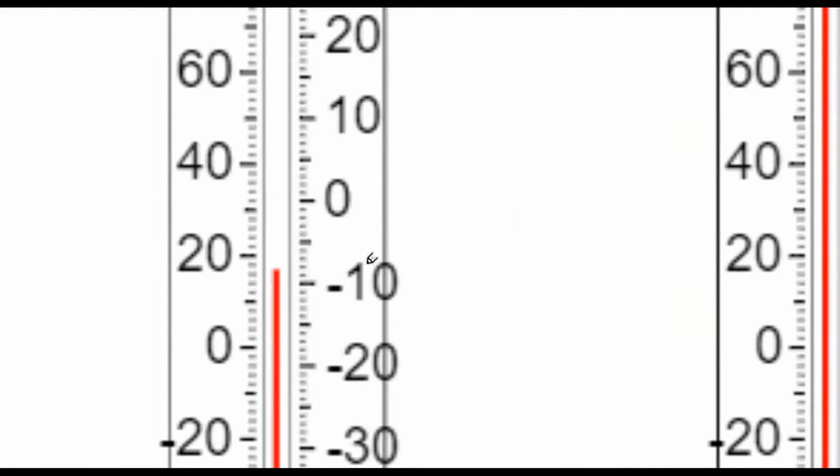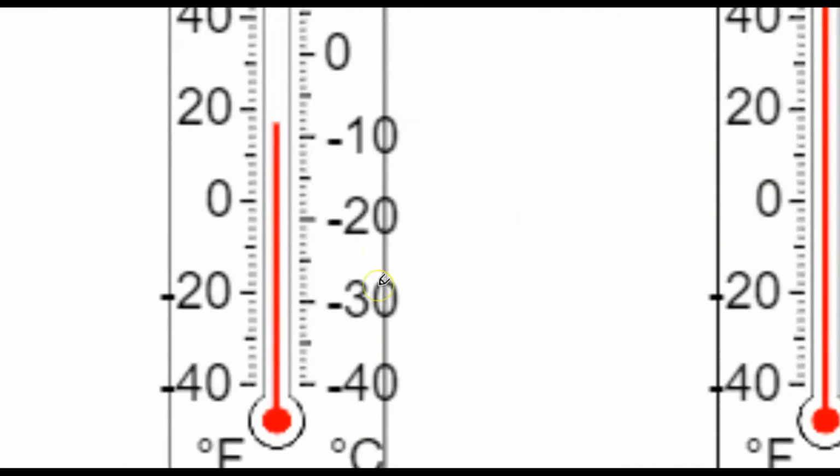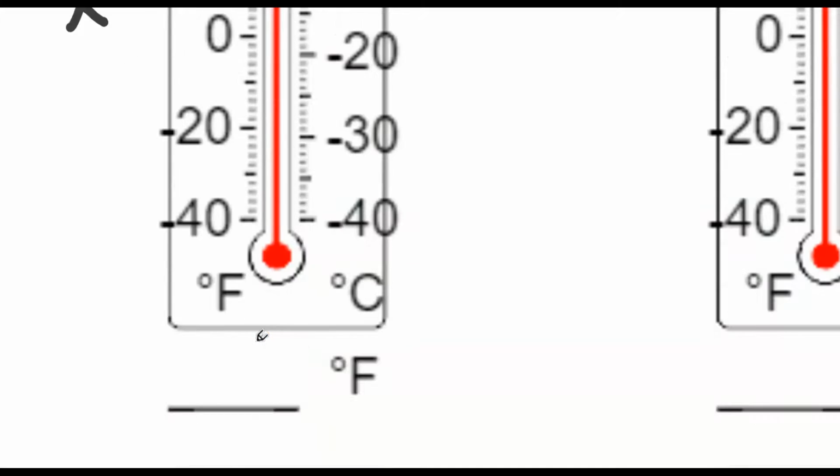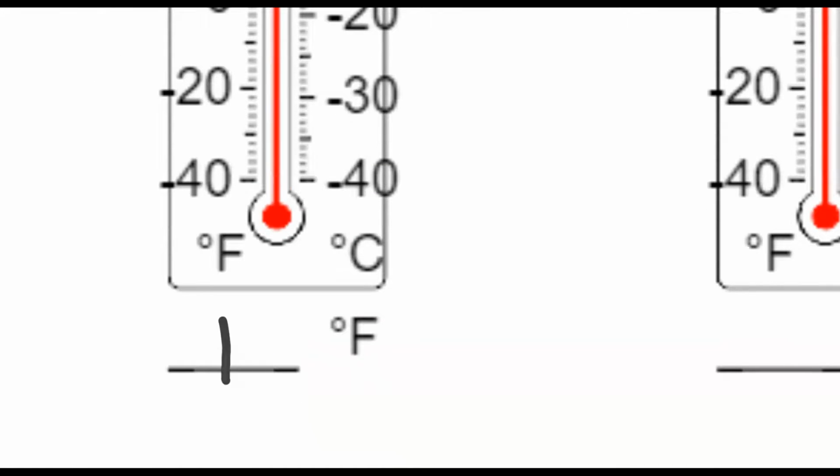Number 5. We're measuring in Fahrenheit, so I'm looking on this side. And remember, on this side, it looks like we're counting by 2s. When I counted from 0 to the next number, I had to count by 2s. So it looks like I'm right there probably. So 2, 4, 6, 8, 10, 12, 14, probably about 16 degrees Fahrenheit.